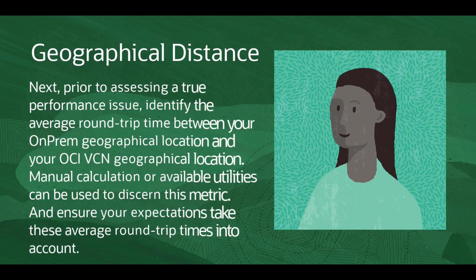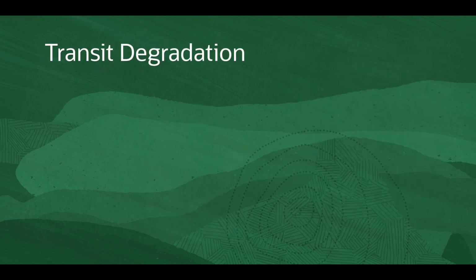Next, prior to assessing a true performance issue, identify the average round-trip time between your on-prem geographical location and your OCI VCN geographical location. Manual calculations or available utilities can be used to discern this metric and ensure your expectations take the average round-trip times into account.